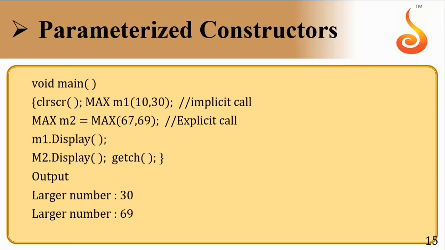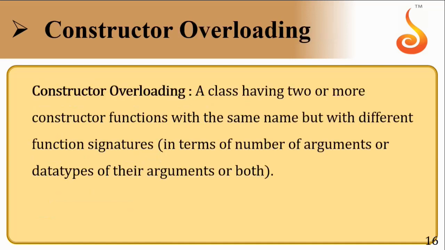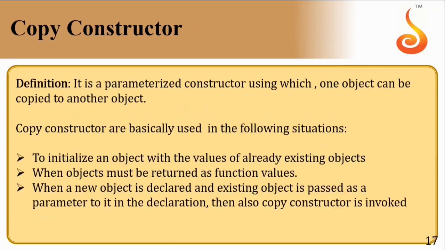Please make a note of this now. Constructor overloading is having the same name with different function signatures. What is a copy constructor? If you want to initialize an object with the values of an already existing object. I have an object and I'm creating a new object, and I want the new object to have the values of the already existing object. That time I make use of a copy constructor.